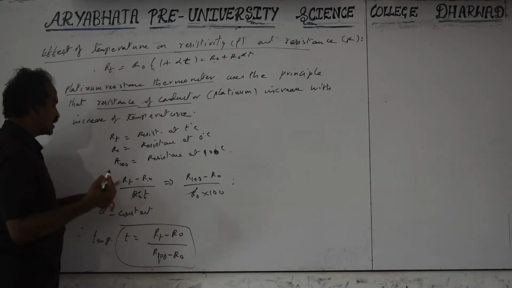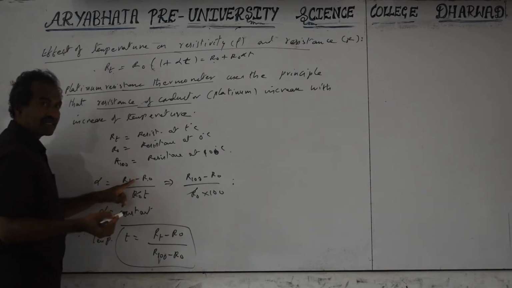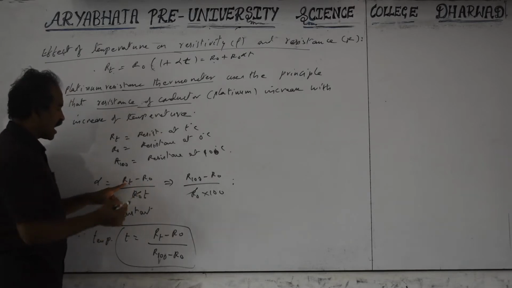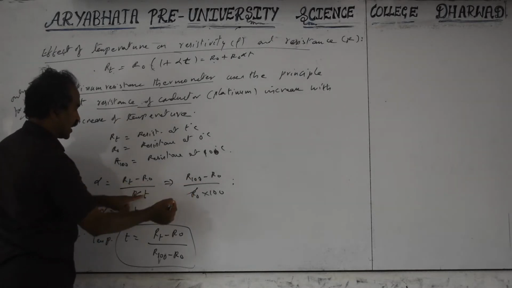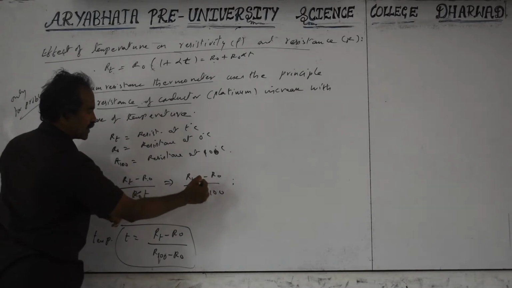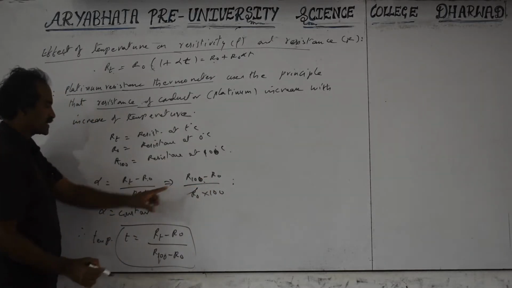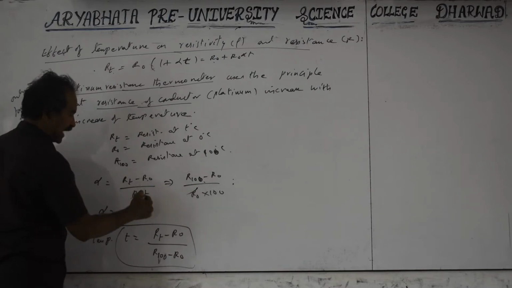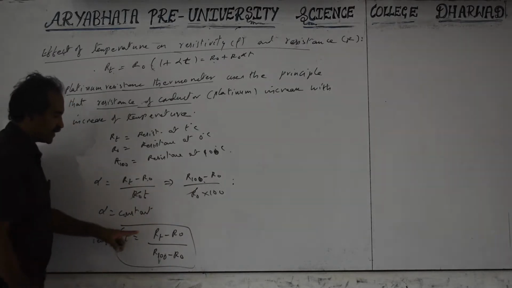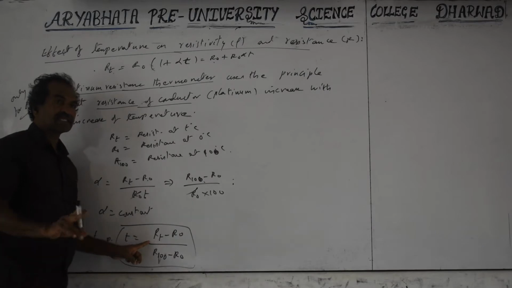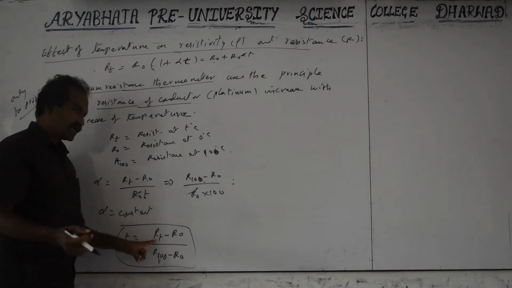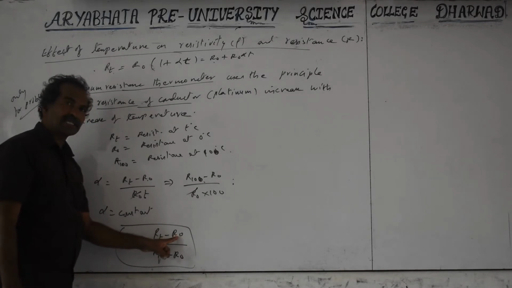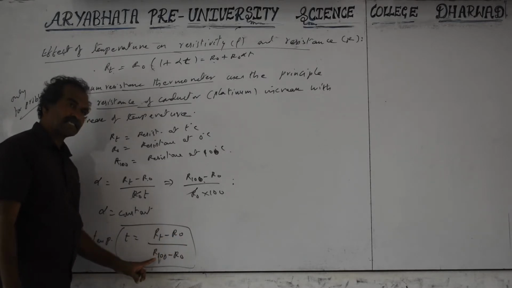Second case, take the temperature 100 degrees centigrade. R naught is the resistance at 0 degrees centigrade. Then you get alpha equals (R100 minus R naught) by R naught into 100, where T is 100 degrees centigrade. Alpha is the same, therefore the two are equated, and R naught cancels. Then you can measure the temperature by knowing only the resistances. The resistance at the unknown temperature is RT, the resistance at the known temperature 0 degree centigrade is R naught, and the resistance at 100 degree centigrade is R100.